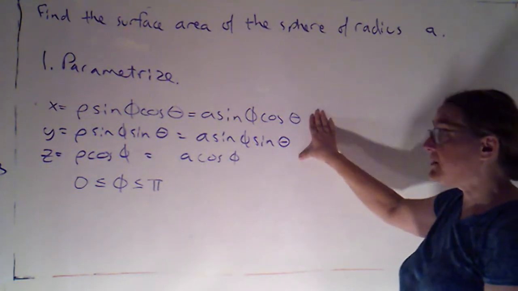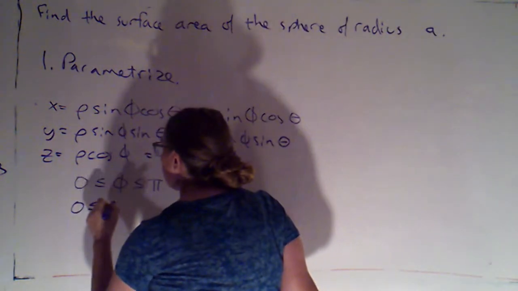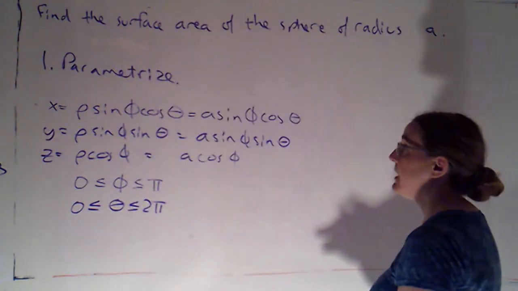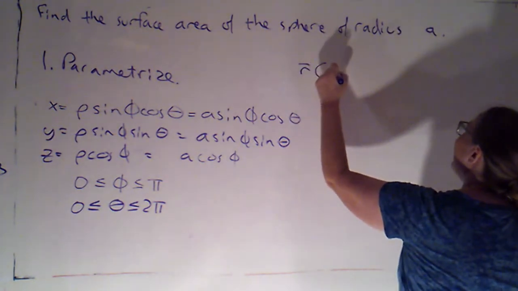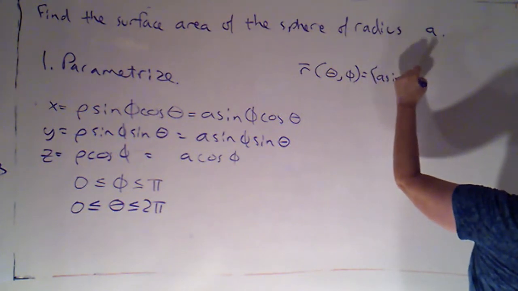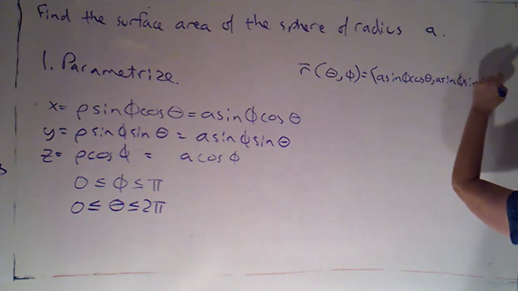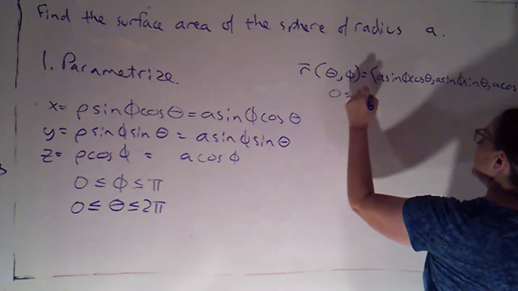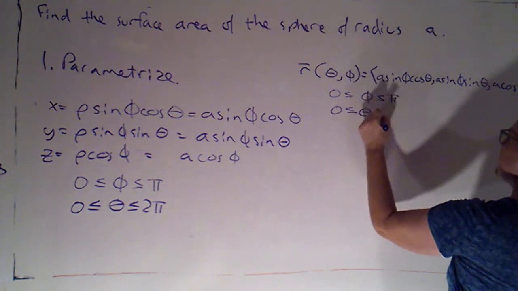Theta, in general, isn't restricted in spherical coordinates, but if I want to get this just once, I only want to work with theta being between 0 and 2 pi. Okay. So, I could write my parameterization as r of theta phi equaling a sine phi cosine theta, a sine phi sine theta, a cosine of phi. And I'm restricting my domain so that phi is between 0 and pi, and theta is between 0 and 2 pi.